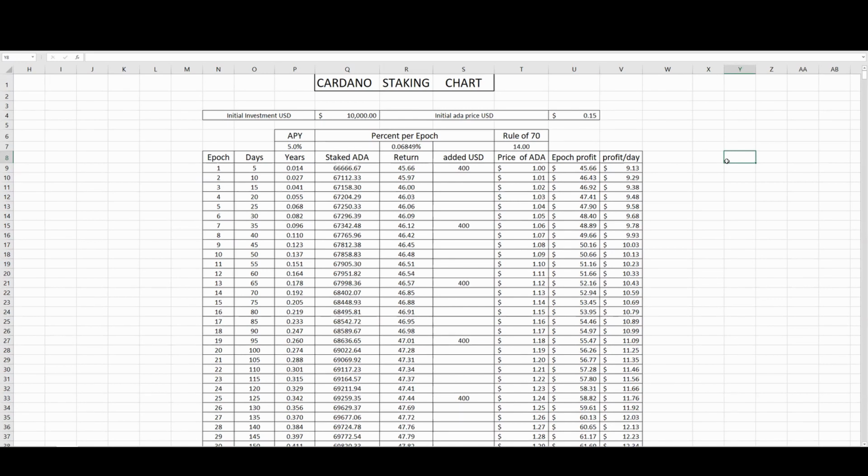But you need to keep in mind that when you're calculating these percentages, you're not earning 5% per year on your US dollar, but you're earning that on ADA. So as ADA increases in value, the return on US dollars will change.